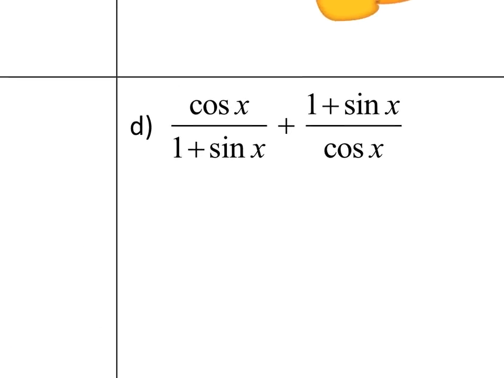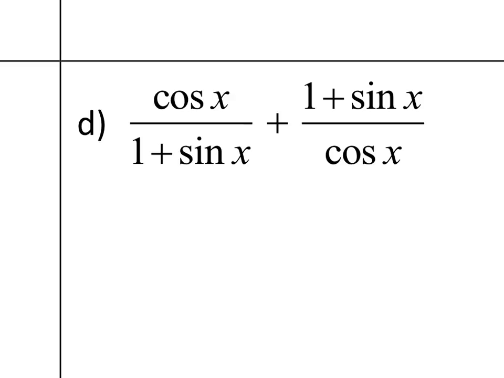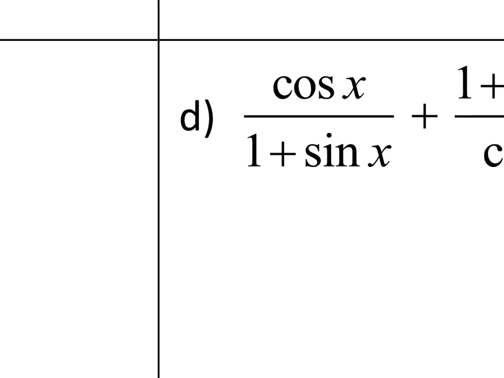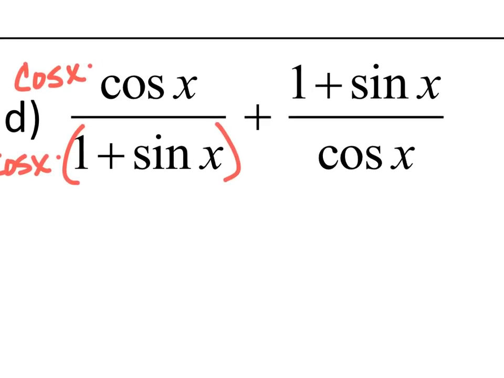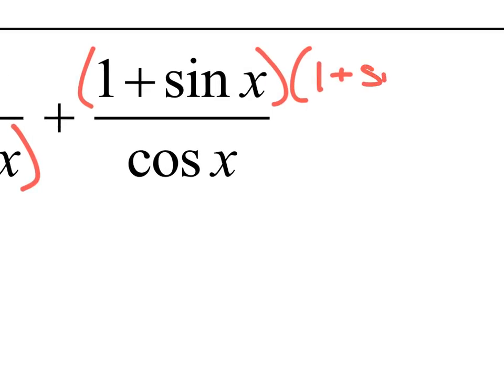Problem D. I would start this problem by getting common denominators here. And so I would multiply this first fraction by cosine of x over cosine of x. And I would multiply the second fraction by 1 plus sine of x over 1 plus sine of x.